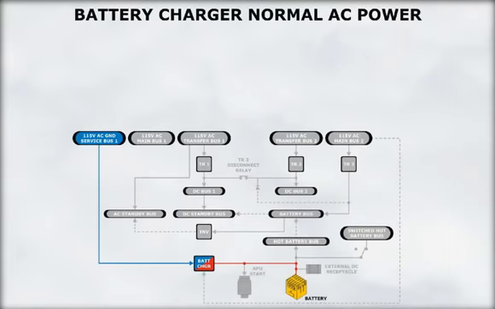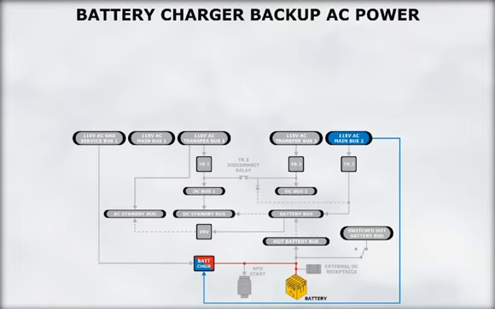A battery charger maintains the battery charge by converting 115 volts AC into 28 volts DC. The battery charger is normally powered by the ground service bus. If the ground service bus is not powered, the battery charger is powered from main bus number 2. Therefore, the battery charger is powered if either generator bus is powered.